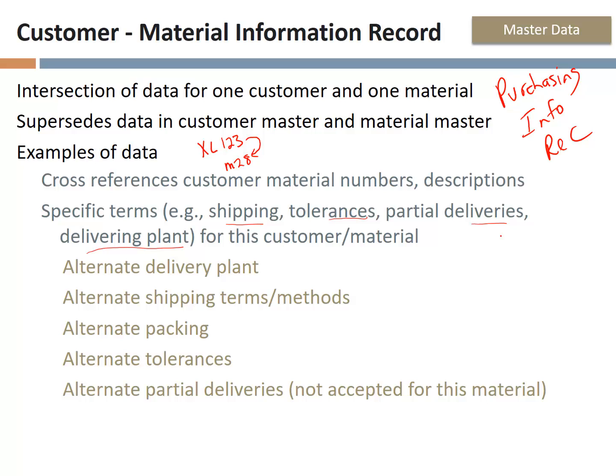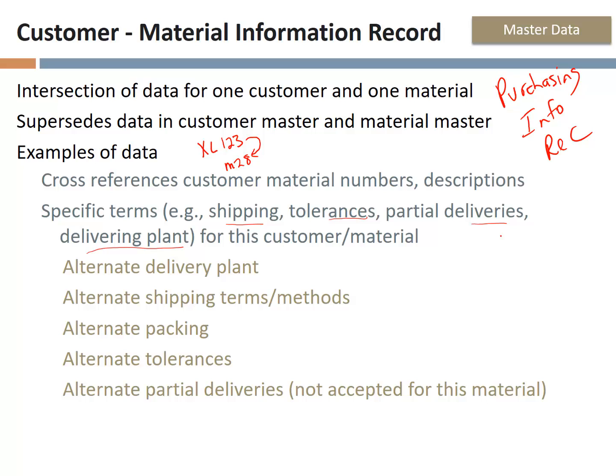If a customer ever says to us, okay, normally we want you to do this, but for this material we want something different, this is where that goes. The customer material information record gives us the ability to do that. And of course, depending upon the demands of our customers in our given industry, this could be something we use a whole lot, or it could be something that is not part of what we do with regularity. But this gives us the ability to actually do that. So customer material information record, another key master data element in the sales process.